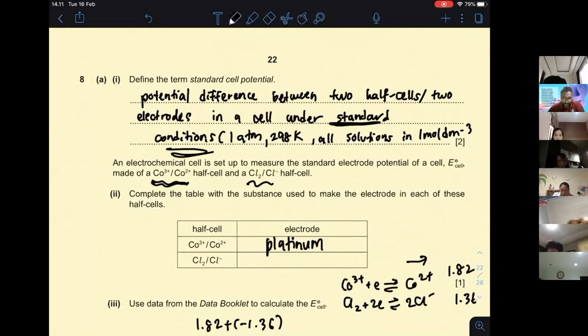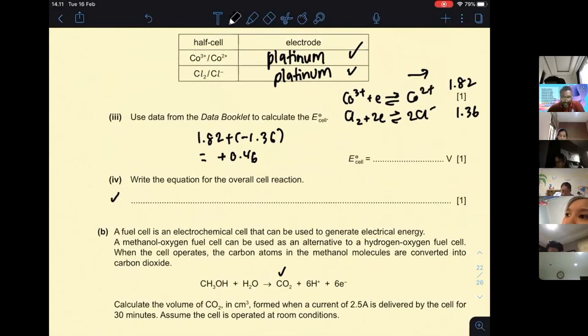And then for the Cl2 and Cl minus, always remember if we want to measure the E cell related to anything that involves a gas, it must use platinum, because it is resistant to corrosion. They are also inert, they don't react, so we use them. The only potential downside is that it's expensive. That's it.